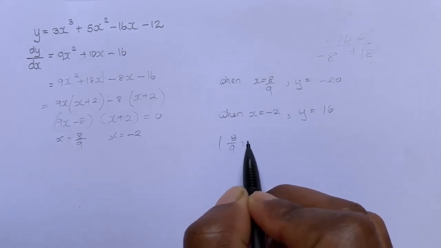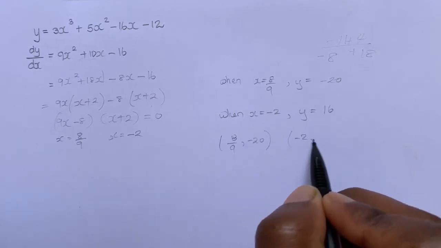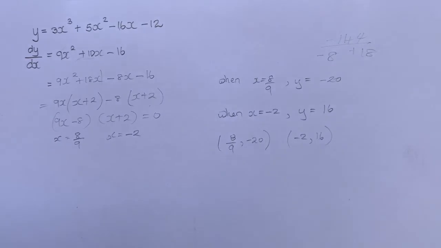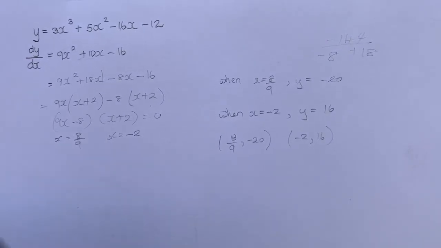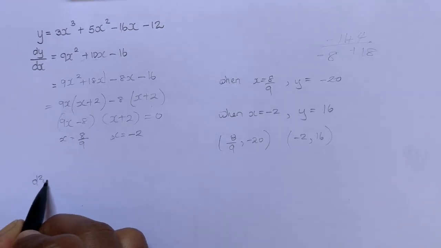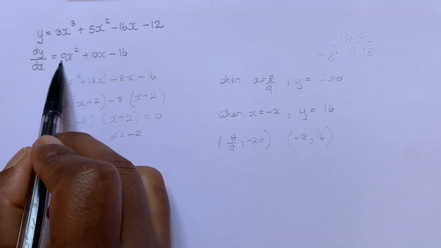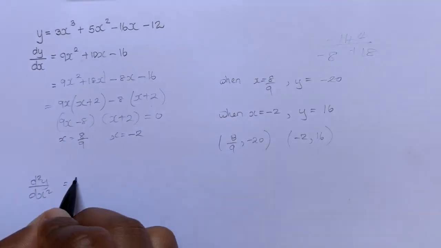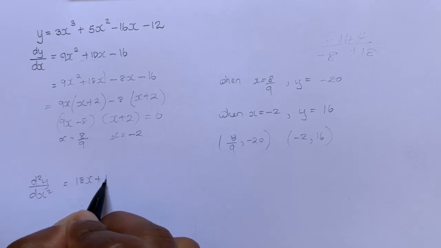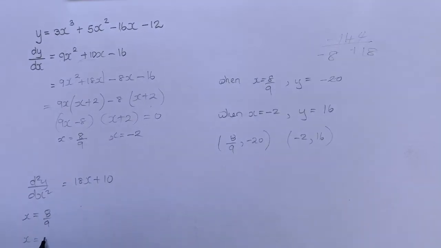So we now have our coordinates for our stationary points. 8/9, -20, and x is -2, y is 16. We now need to find out what type of stationary points they are, and we're going to use the second derivative test. So our second derivative will be 18x plus 10, and we will plug each of our x values to determine what type of stationary point we end up with.